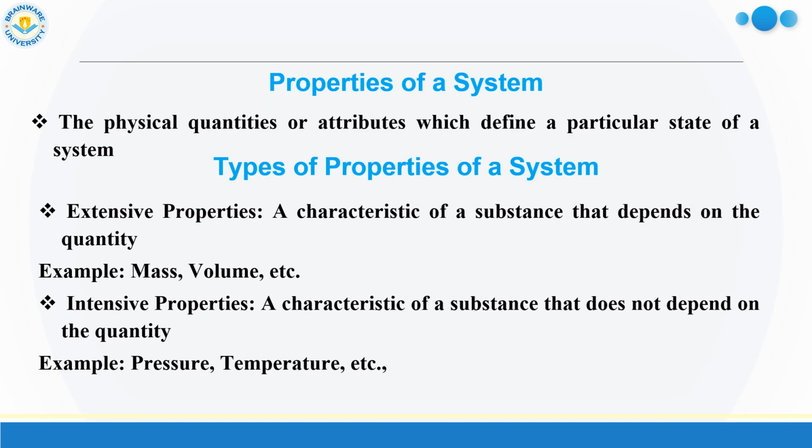So what are extensive and intensive properties? An extensive property is a characteristic of the substance that depends on the quantity or the amount of the substance, for example mass, volume, etc. And intensive properties, on the other hand, don't directly depend on the quantity or amount of the substance, for example pressure, temperature, etc.